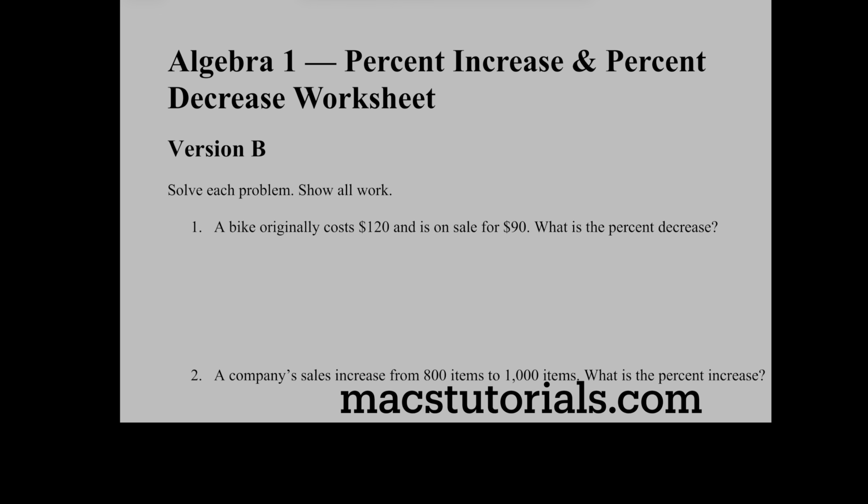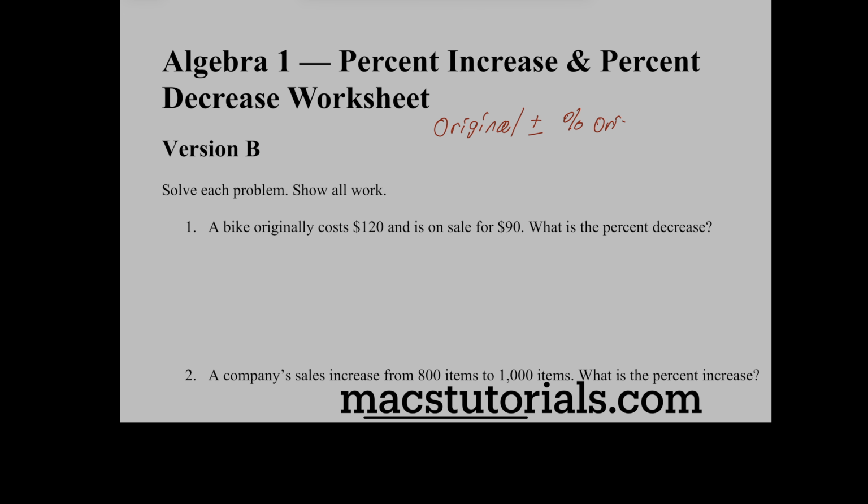So now, percent increase and decrease, as I talked about in the video, you're going to have an original price of something, and you're either going to add or subtract, increase or decrease, some kind of a percentage. But a percentage of what? A percentage of the original. And once you do that, you're going to get whatever that final is after you do the percent increase or decrease. Okay. So the best way to learn these is to just do them.